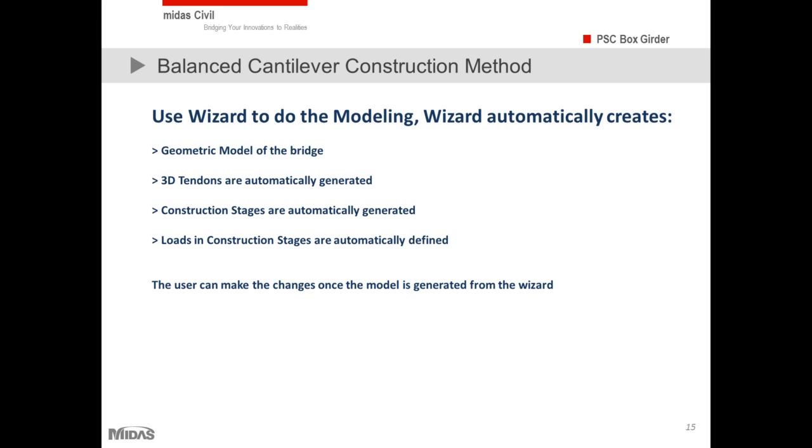And the erection loads or the construction loads that we need, you can define them in the Wizard, and the Wizard will automatically change the location of the construction loads as the model progresses. And the Wizard is not a black box. If you want to make changes once the model is generated, you can do that at any time you want. So these are some of the merits of using the Wizard in Midas Civil.